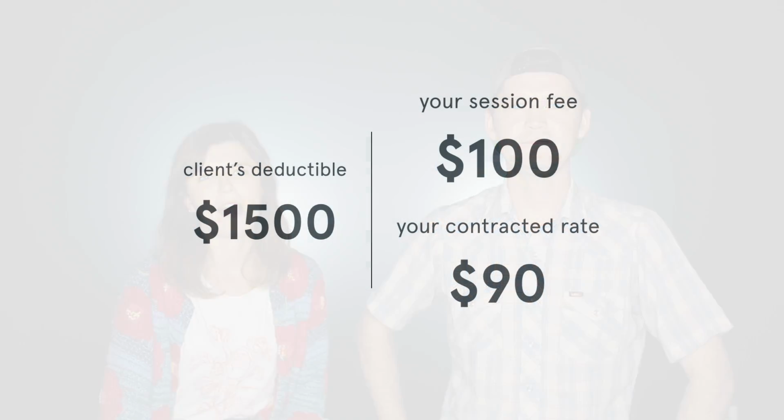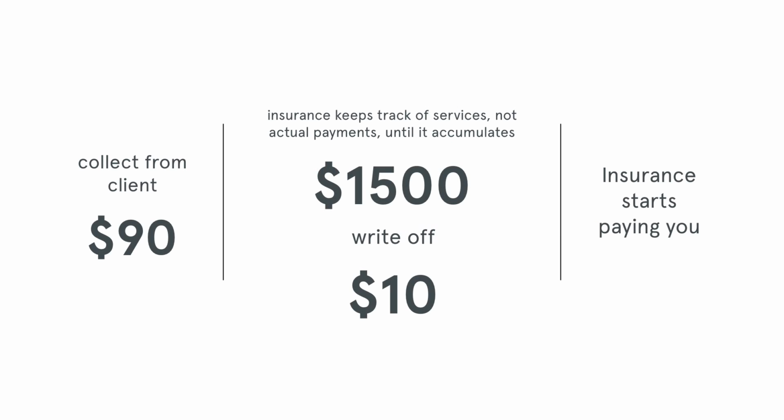It's also important to remember that deductibles do not roll over at the end of the year. So let's say, for example, your client has a $1,500 deductible. Your session fee is $100 and your contracted rate is $90. The client will pay you $90 directly. You will submit a claim for the full $100 to the payer, and the insurance payer will keep track of the services and not the actual payments. You are responsible for making sure that the fees are collected, and you are going to write off $10. So this is how billing this client will work until they've accumulated a total of $1,500 worth of services.